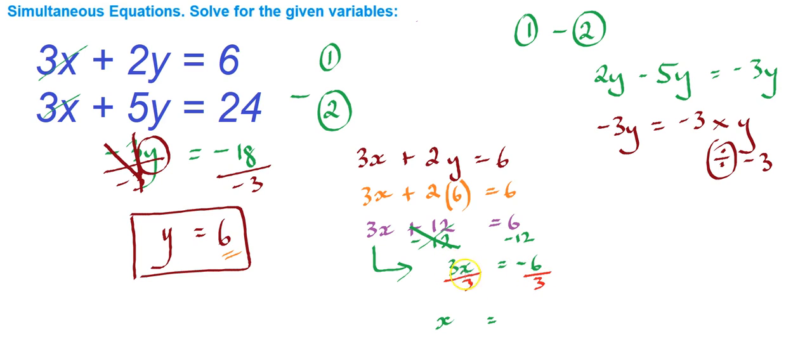Multiply by 3, divide by 3, that cancels out. What am I left with? X, and that's what I want. Negative 6 divided by 3 is negative 2. So those are the two values as far as we know.